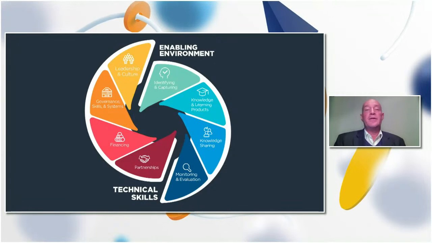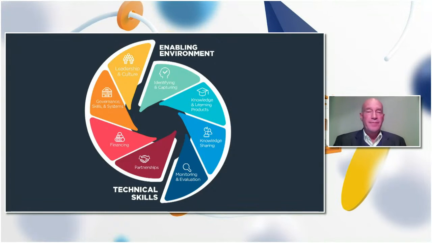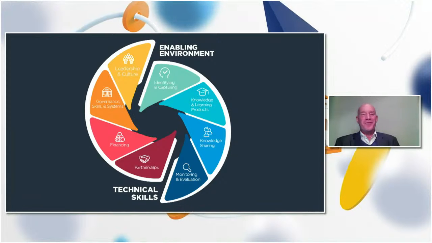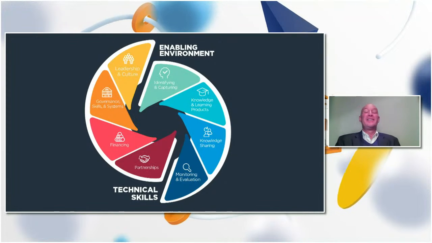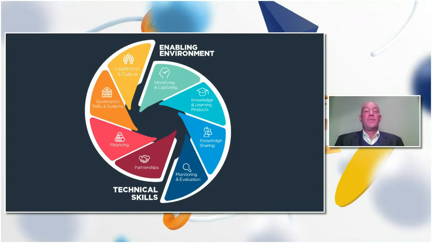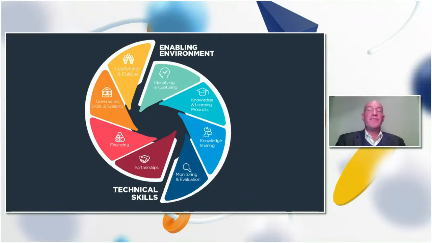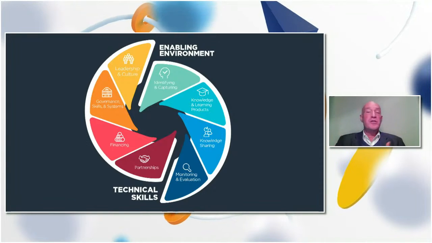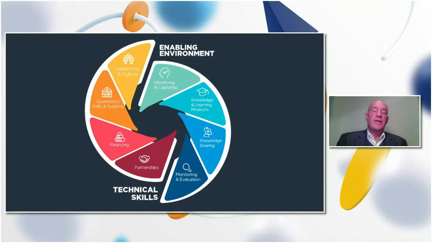The third pillar is around financing. Now, we all know, nothing's going to happen if you don't have a budget for it, right? So it is very critical that organizations have a budget item and budget for knowledge sharing activities that support knowledge sharing across the organization.